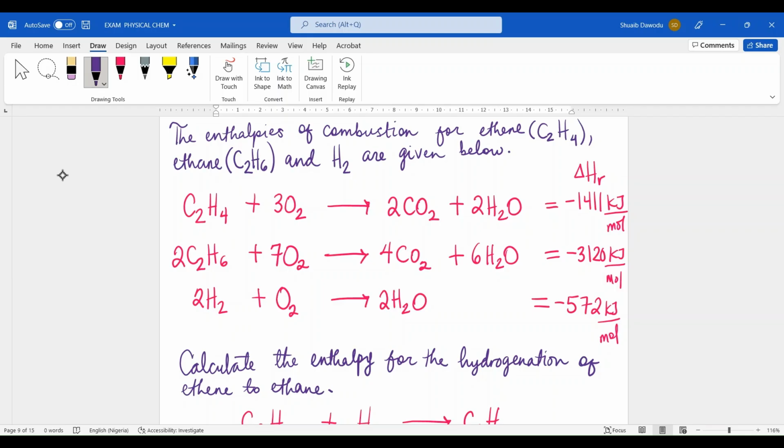Today we're going to be working on the question on the screen that says the enthalpies of combustion for ethene, C2H4, ethane, C2H6, and H2 gas are given below. So we've been given the enthalpies of combustion, meaning reacting something with oxygen. For example, equation 1 is the combustion of ethene. Equation 2 is the combustion of ethane, and equation 3, as seen on the screen, is the combustion of hydrogen gas. So we've been given the different enthalpies of reaction on the right hand side.